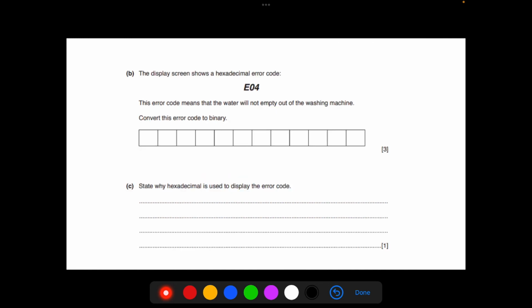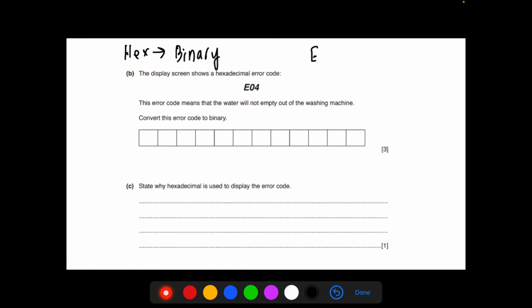And we've got, I think, one last question right here. The display screen shows a hexadecimal error code. The error code means the water will not empty out of the washing machine. So this is for a program that's operating a digital washing machine. Convert the error code to binary. So as we've always done, we're going to find the binary value for each digit. So this is going to be an example of converting from hex to binary.